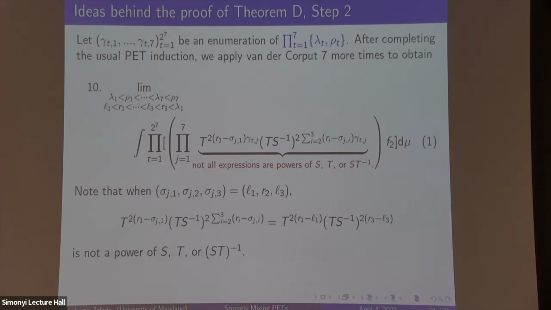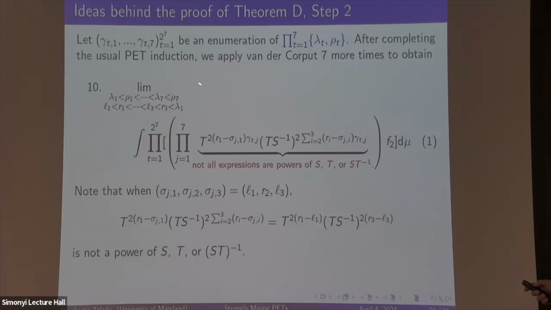So we apply van der Corput 7 more times, and we get here. Okay, and again the same. So all the expressions are powers of st or st inverse. And an example is here. We take L1, R2, L3. You will see that this is this.